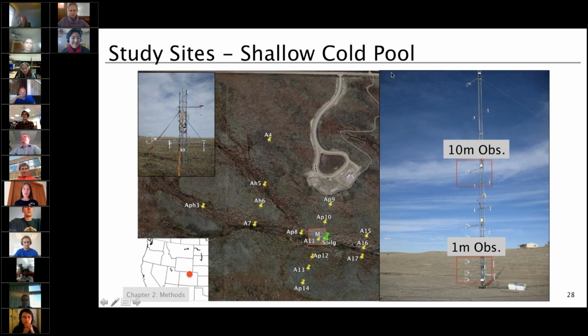So this is the shallow cold pool site, which is in northern Colorado in the prairie. This cracked me up because they told me this was complex terrain because it has little gullies in it. And everywhere you see a little yellow pushpin here, they have an eddy covariance tower with a sonic anemometer. And then here at the center, they have a very tall one with a number of 1 meter observations, 10 meter observations, and 25 meter observations. We're going to be looking at the 10 meter and the 1 meter observations here.